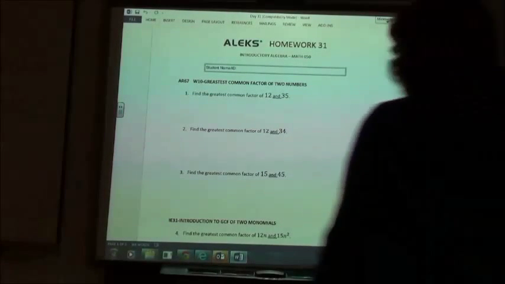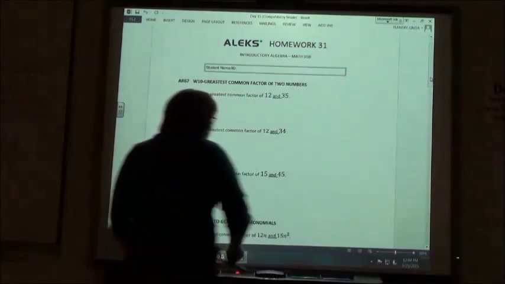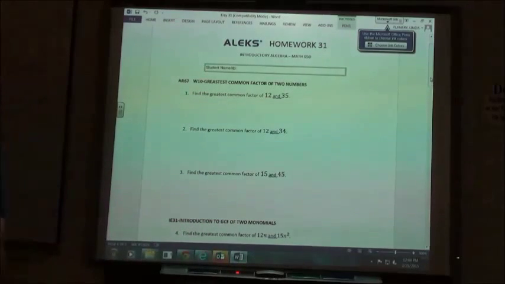So homework 31, we're starting chapter 6, which is all about factoring. So factors, when you think of factors, you want to think of what times what gives me that answer, right?